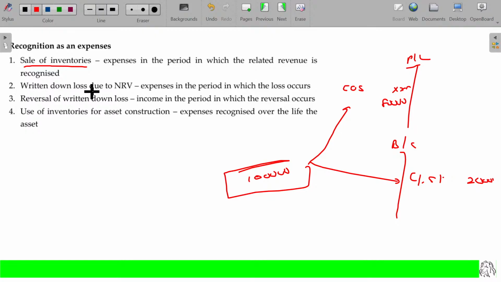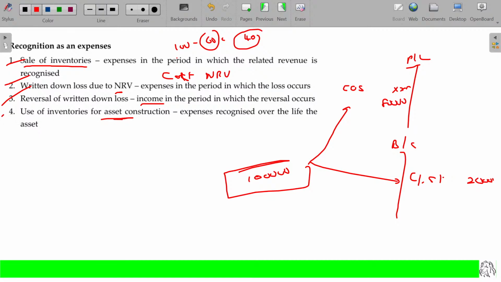Write-down loss due to NRV: cost or NRV, whichever is lower. If the cost is 100, NRV is 60 and you lose 40 rupees, am I right? So you have to show only 60. You purchased it for 100, but today you are going to show it at 60. This 40 rupees will be written off by debiting the P&L account. And sometimes there is a chance of reversal also. In that case, it may be credited. Reversal of written-down losses will be considered as income.